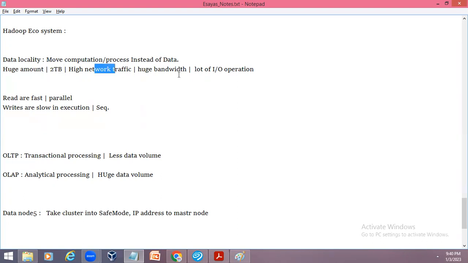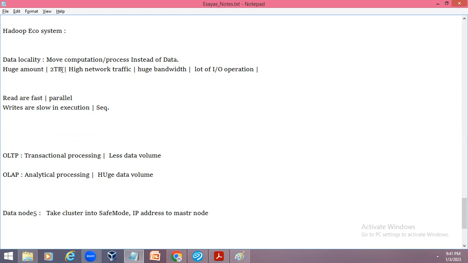Hope you understand what is network traffic, bandwidth, IO, seek time, disk time, all those. That occurs when you are trying to move data, it will slow you down. Correct, absolutely correct. So in my Hadoop system, or big data, I have huge data. Do you think we should traverse this much data? Is it good or bad?